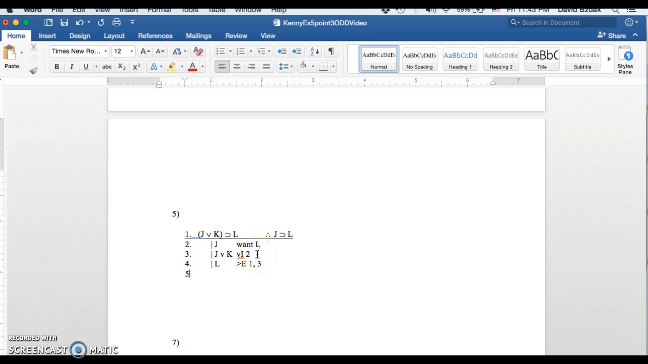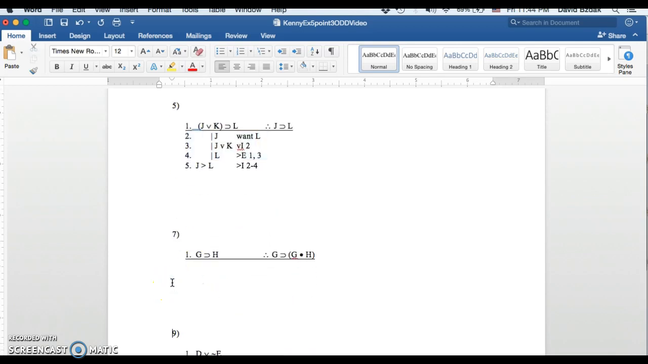So my subderivation is done. And I've proven J conditional L by conditional introduction 2 through 4. 2 was my assumption, 4 was where I got the consequent. So this whole subderivation proves that if J, then L.